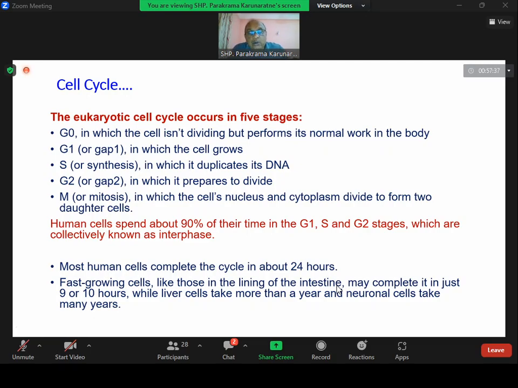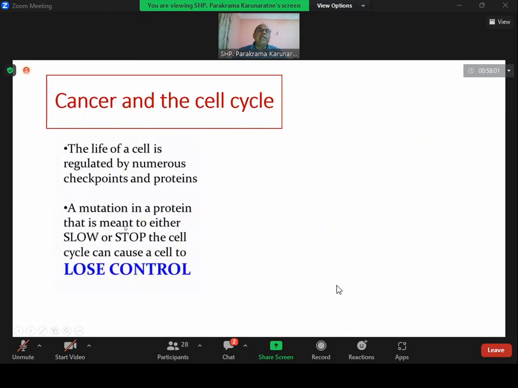That is why you must have heard that if nerve cells are damaged, it takes years to recover. Because the nerve cell cycle is very, very long, several years. Once a cell is made, it will be retained for a long period of time, right? So this is the cell cycle.